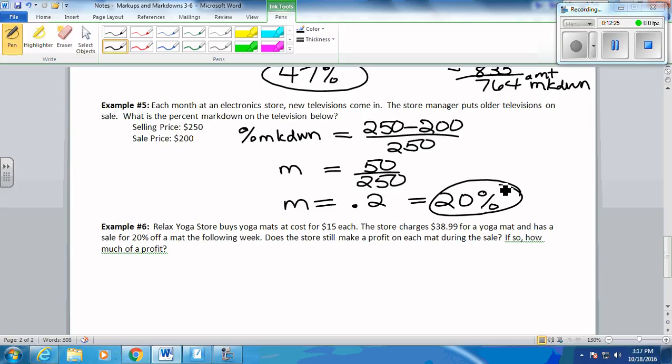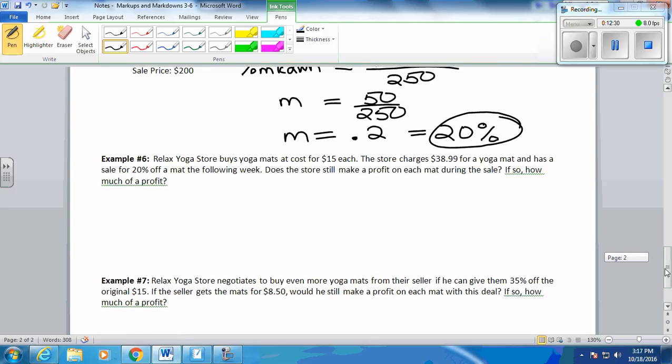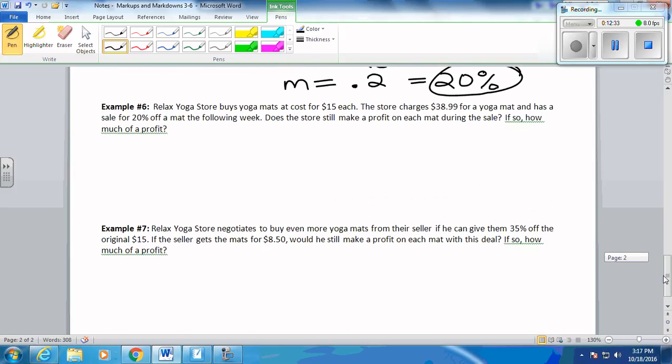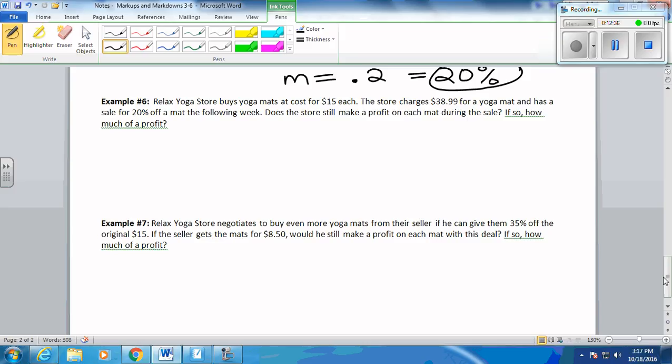If you need to ever stop and look back at things I'm going over, I would suggest it. Number 6. We talked briefly about this in class 2 as well. They're saying that the Relax Yoga store buys yoga mats at cost for $15 each. So the yoga store has to sell the mats for at least $15.01 to make any type of profit. The store charges $38.99 for a yoga mat and has a sale for 20% off of a mat the following week. So does the store still make a profit on each mat during the sale? If so, how much of a profit?